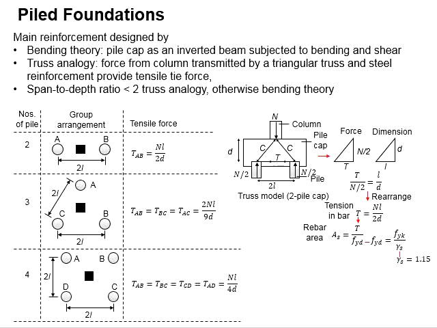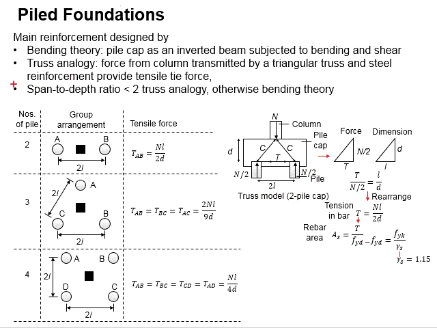For the design of the main reinforcement in the pile caps, there are two methods that can be applied, which are the bending theory and the Truss Analogy. For the bending theory, the pile caps are designed as an inverted beam subjected to bending and shear. As for the Truss Analogy, the force from the columns is transmitted by a triangular truss, and the steel reinforcement bar will provide the tensile tie force, as illustrated in this diagram here.